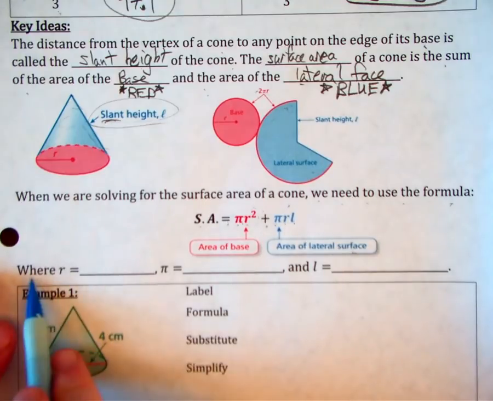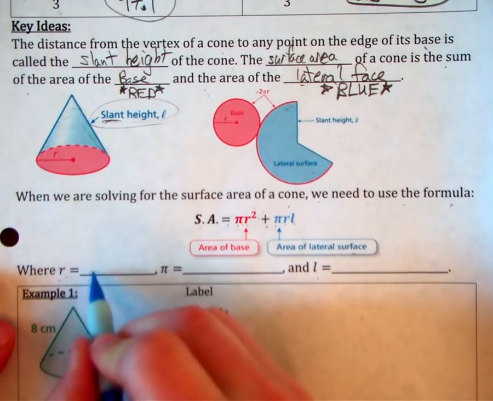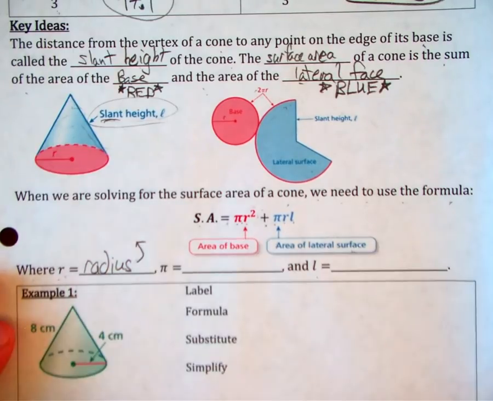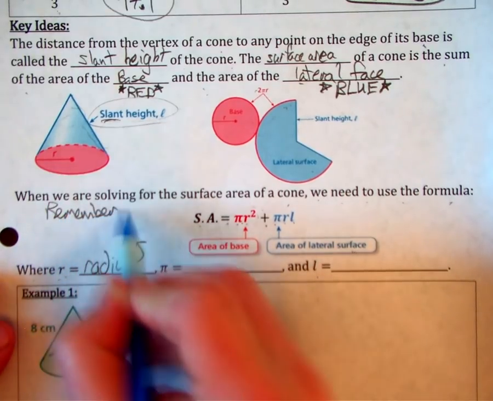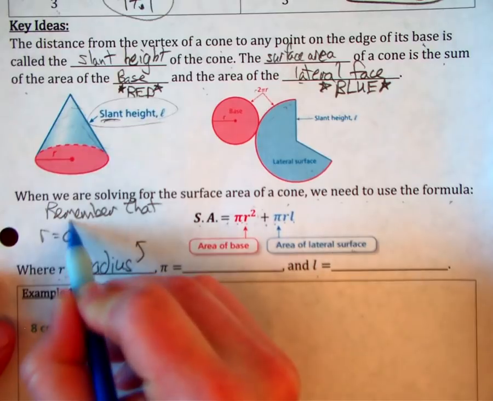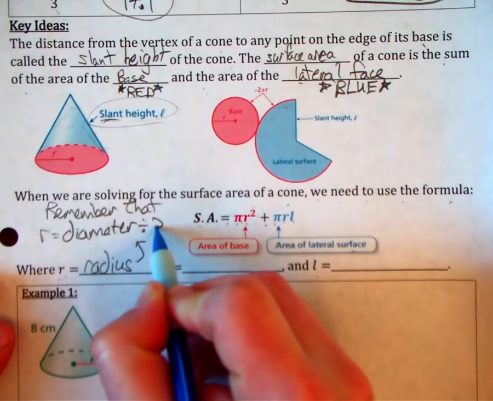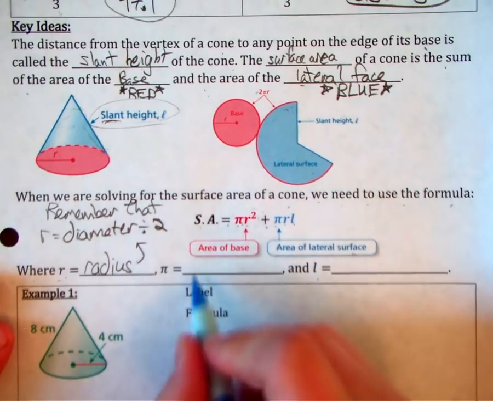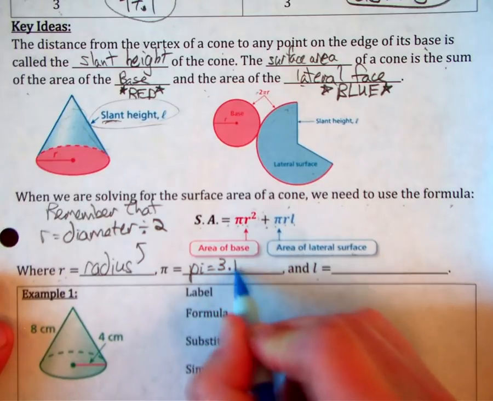So remember, make sure you mark what those letters and variables stand for. Again, R is our radius. And don't forget, what happens if we don't have a radius? Well, let's remember that the radius R is half the diameter. So if they give us our diameter, just divide it by 2 to get our radius. And we also remember, hey, this is the Greek letter pi, which for our case, we only need to remember it as 3.14.